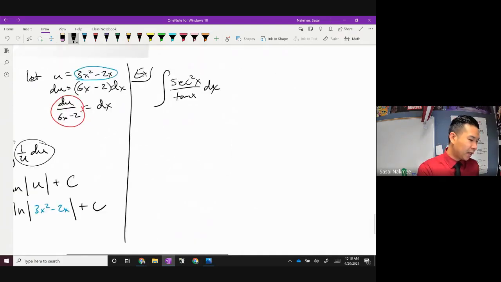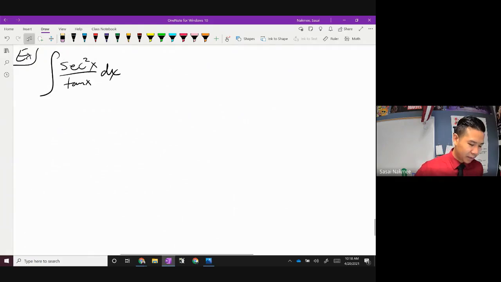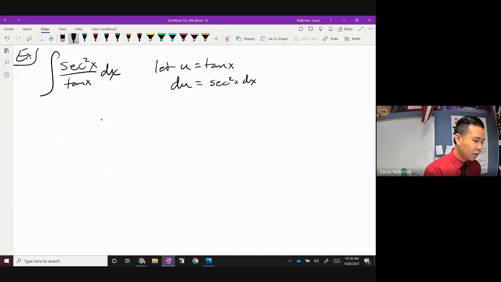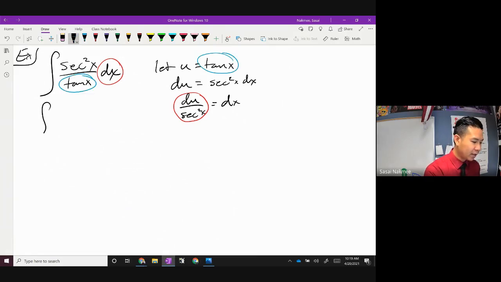So let's take a look at this problem. I'll put that problem back up in a second. Let u equal tangent of x. That means that du is equal to secant squared x dx, which means that du over secant squared x is equal to dx. So I have this to replace my dx, and this to replace my tangent. I can rewrite this as the integral of secant squared x over u times du over secant squared x. The secant squared x's cancel each other out.